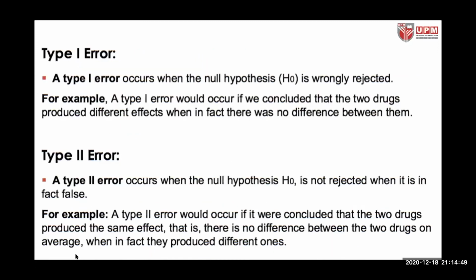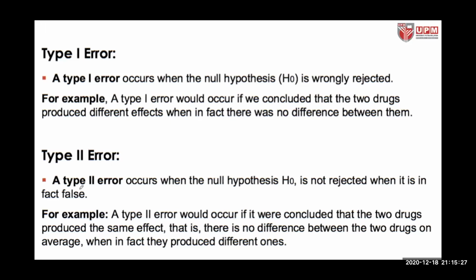And then if you look at the type 1 error, it occurs when the null hypothesis is wrongly rejected. So if you reject the null hypothesis wrongly, you will get a type 1 error. For example, a type 1 error would occur if we concluded that the two drugs produce different effects when in fact there was no difference between them. It's the example of the drugs in the earlier example.